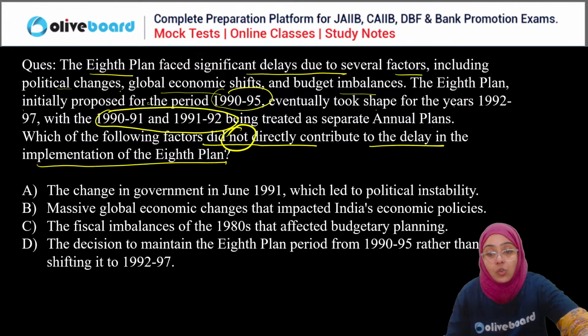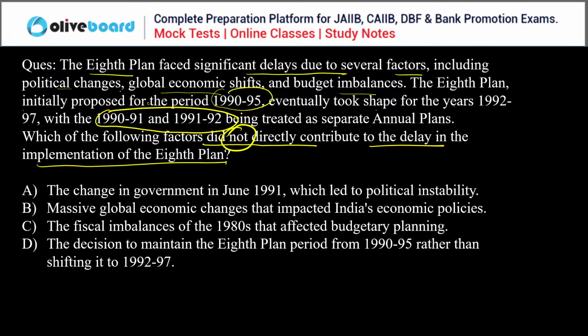Everyone, please answer this question. Which of the following does not directly impact? Not an impact. Everyone, I'm asking which is not directly contributing.